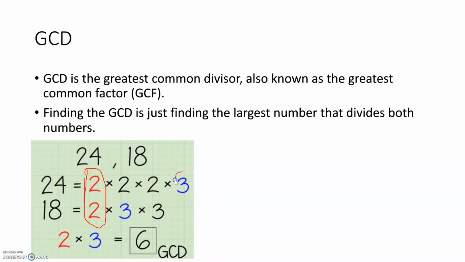And right here, we can see that these two blue 3s, they both are divisible by 3, and we can see that we are just left with two 2's and a 3, meaning that they don't share any more common factors. So the GCD of 24 and 18 is 6, or 2 times 3.